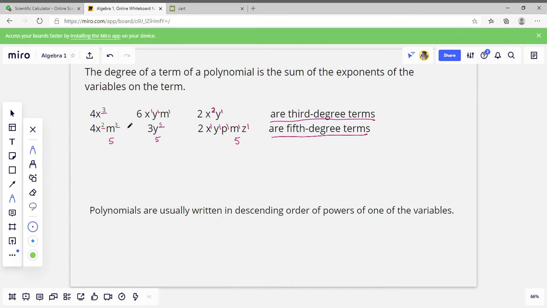Polynomials are usually written in descending order of the powers of one of the variables. So if we had 4x to the third plus x squared plus 2x minus 1, see how they're in descending order. The highest, the third, first, then the second, then to the 1, and then to the 0, that'd be x to the 0. So you go down.